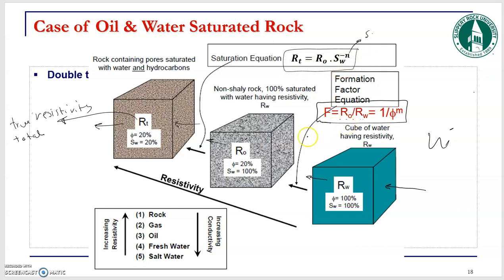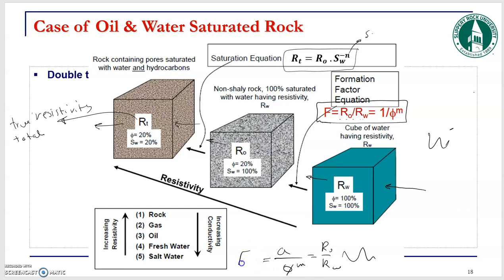On the other hand, we have the relationship between RO and RW. RO over RW is equal to 1 over porosity to the power of m, or in a very general sense, this equation was what? A over phi to the power of m, right? Sometimes it is written, sometimes it isn't. A over phi to the power of m is equal to RO over RW.